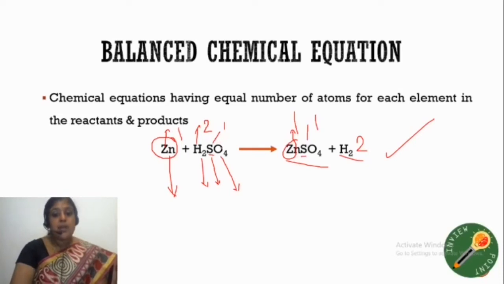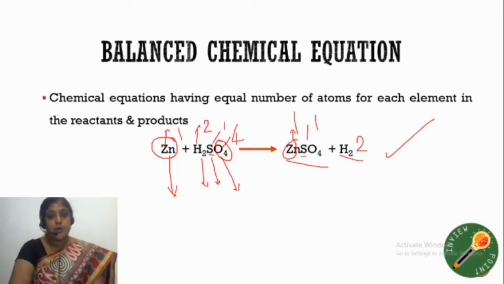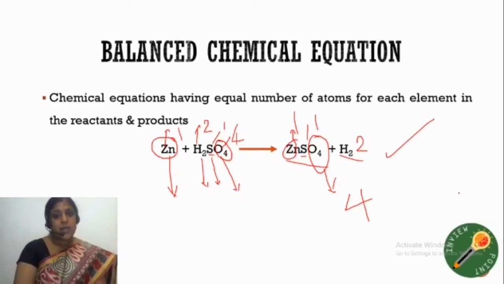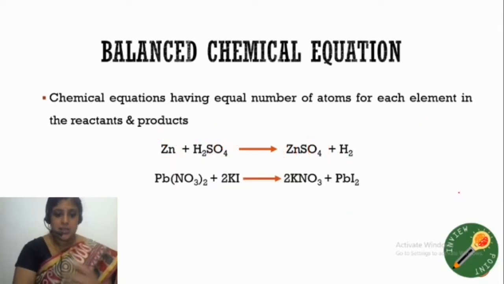How many oxygen atoms are there in the reactant side? There are 4 oxygen atoms in the reactant side because it is O4, right? Is it clear, students? So there are 4 oxygen atoms in the reactant side, and here also it is O4 in the product side. So there are 4 oxygen atoms in the product side. So we can say that for each element, the number of atoms in the reactant and product side are equal, so the chemical equation is balanced. Is that clear?